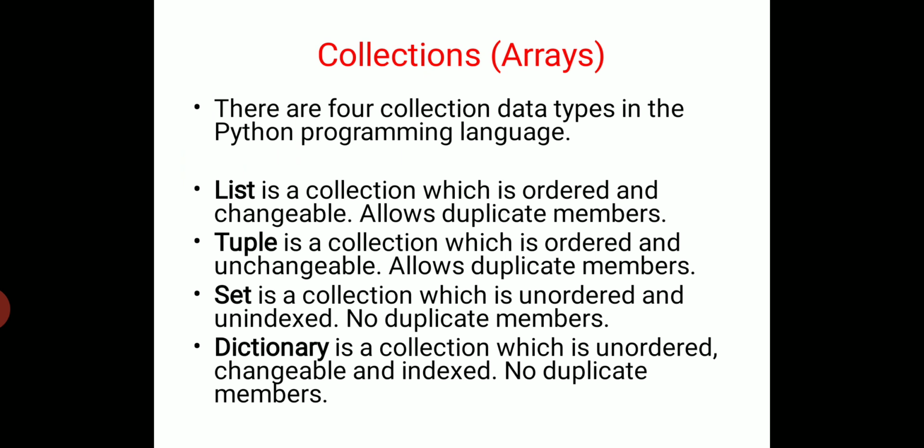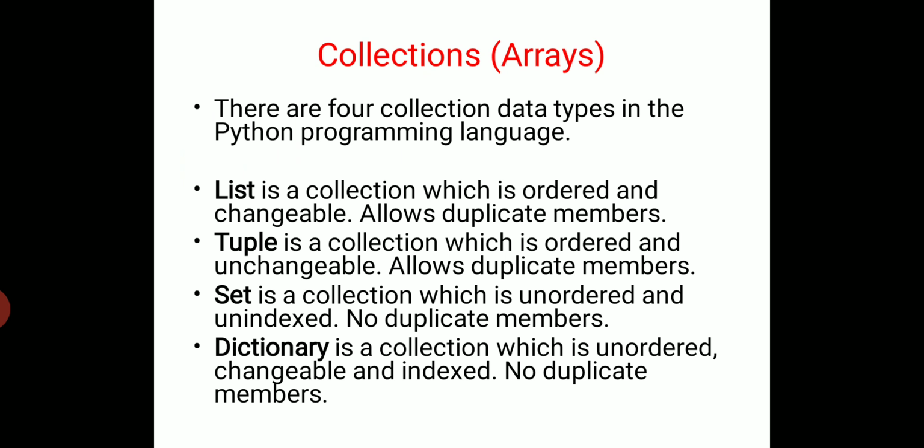Basically, list is a collection which is ordered and changeable, and allows duplicate members. In a list, it collects all the things in an ordered manner, such as when you insert one value, it is inserted into indexing 0, then indexing 1, then 2, and further up to n plus 1 value. But it allows duplicate values, meaning you can insert the same value, like you insert 5, then again the next value you insert 5, it will be allowed.